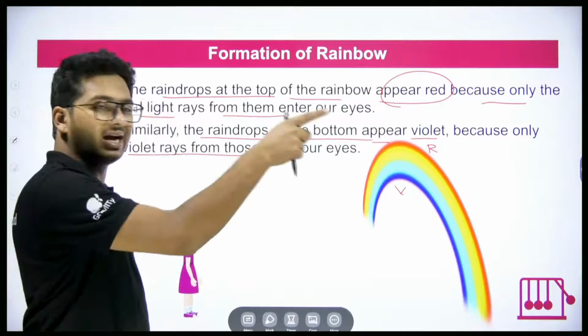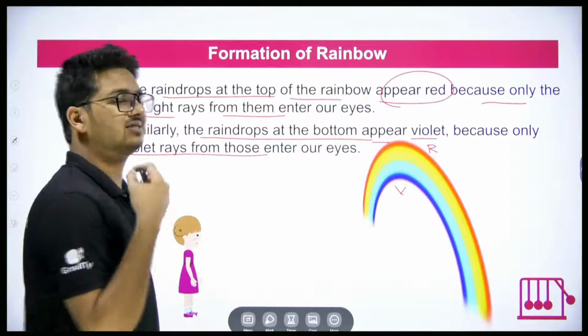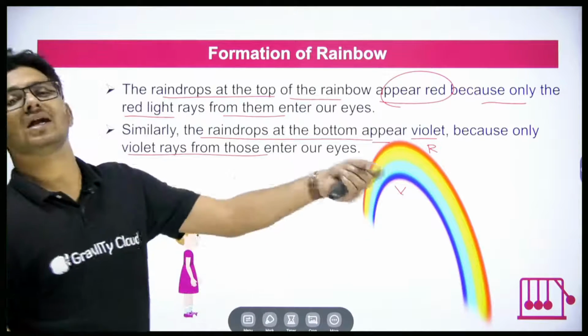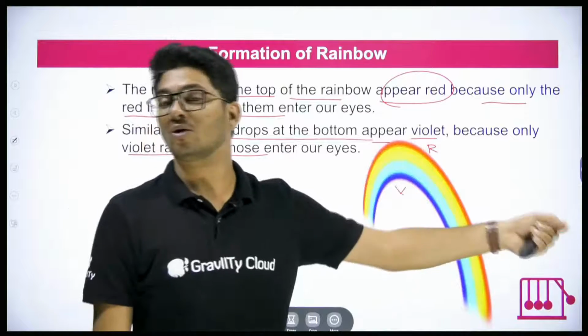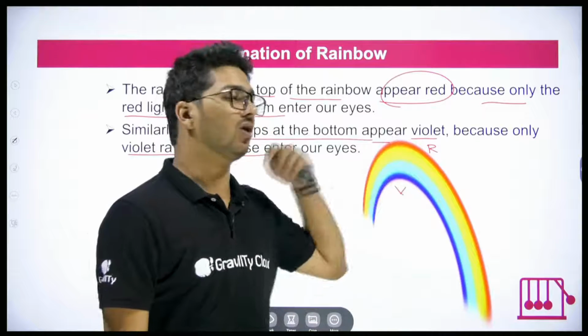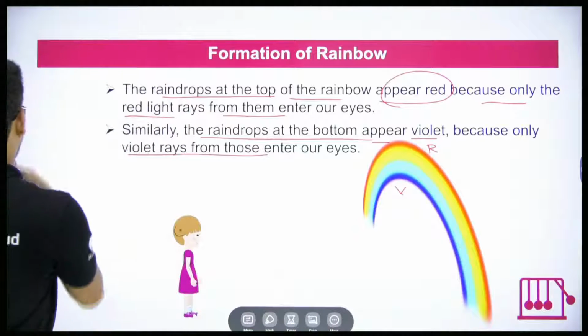If you are looking at any object, and if its color is red, that means red color is coming to us. If its color is blue, blue color is coming to us. If its color is orange, orange color is coming to us. In that way. Got it?